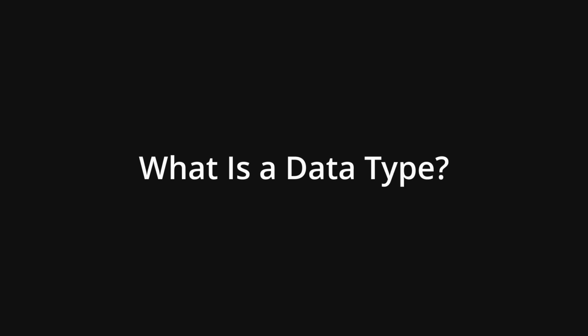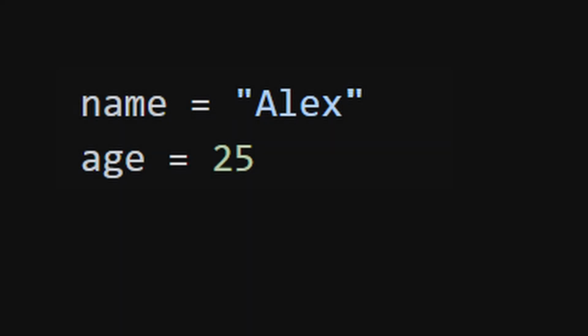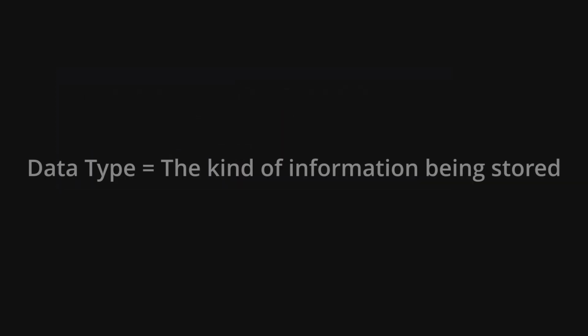So what is a data type? These are both variables, but they contain different kinds of information. Name equals Alex is text, but age, this is a number. Python calls these data types. A data type is the kind of information being stored.